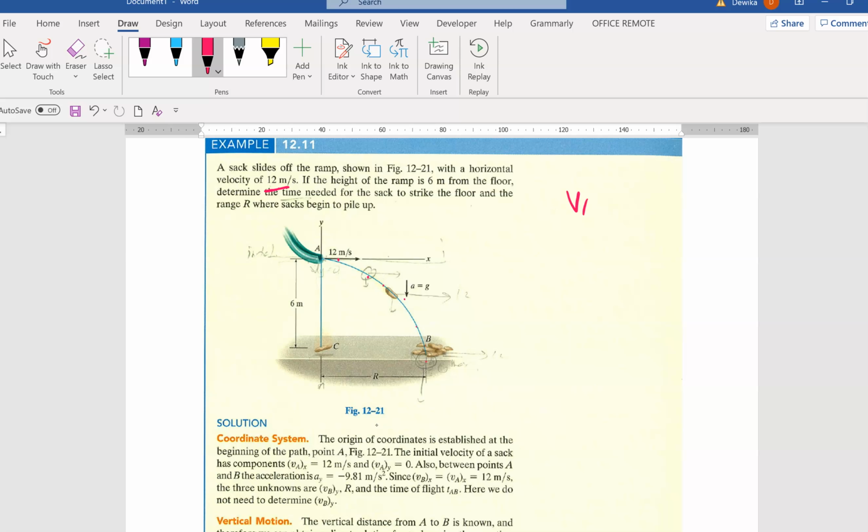v naught x is also 12. Whatever it is, it's always the same. ax is how much? 0. ax is 0. And then what do we have with ay? ay is your gravity.